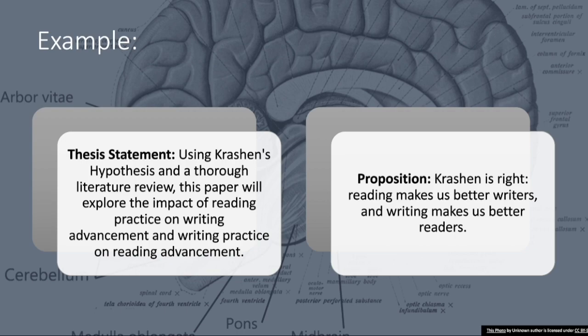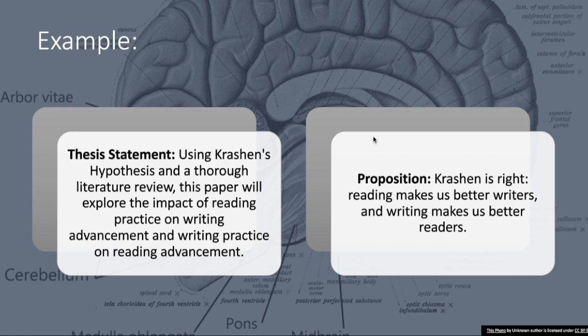But even if you're not, it's, I think, beneficial to differentiate between a thesis statement and a proposition. So this is just an example I made up. Krashen's reading hypothesis is a hypothesis that basically says that one of the best ways to improve your writing is to read, and one of the best ways to improve your reading is to write. So I came up with: using Krashen's hypothesis and a thorough literature review, this paper will explore the impact of reading practice on writing advancement and writing practice on reading advancement. This is a thesis because I'm describing to you what the paper will do.